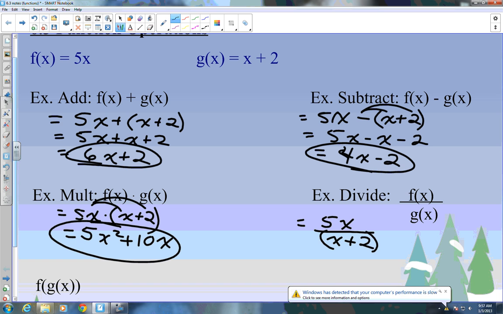Okay, questions about adding, subtracting, multiplying, dividing functions? Okay. Wait, what was the final answer for the dividing? 5x over x plus 2. That's it. You're done.